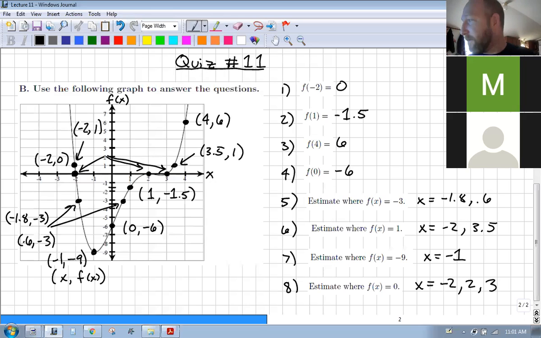Does that make sense? Inputs and outputs. Yes. All right.